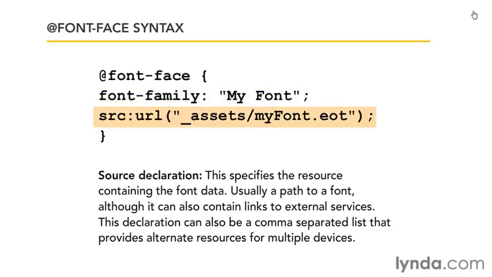This is followed by the source declaration, which specifies the resource containing the font data. Now, this is usually a path to a font resource, although with certain font services, this can contain specialized code or a link to an encoded resource. This can also be a comma-separated list of multiple declarations. You could use that, for example, to provide alternate file types for multiple devices.